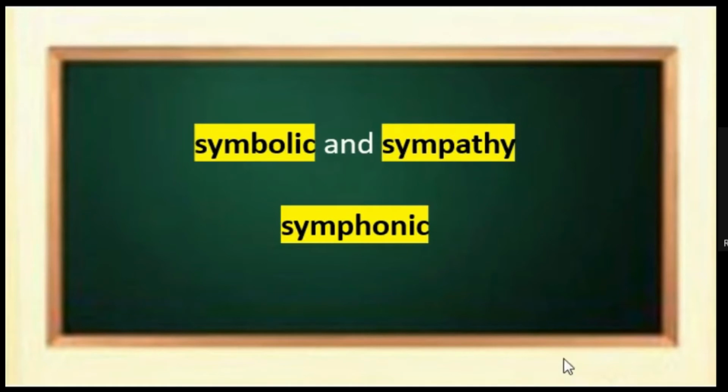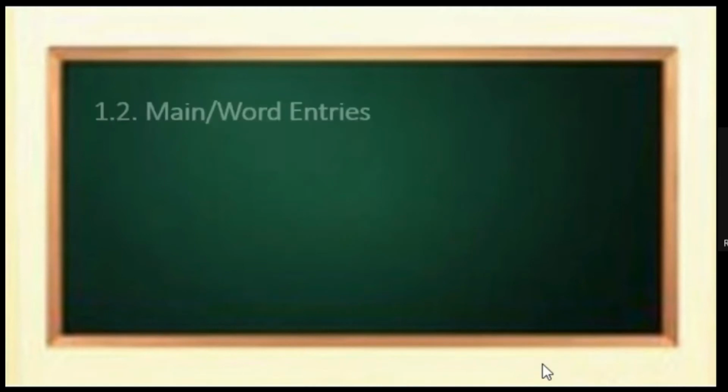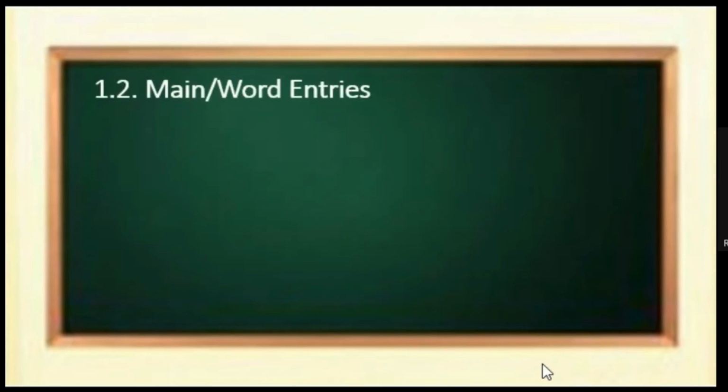That is how you use the guide words, class. The word that you can find on the upper left portion of the page is the first word, and the word that you can find on the upper right is the last word. Okay, so be guided next time. Okay, now let's go to the next word. We have the main word or word entries.